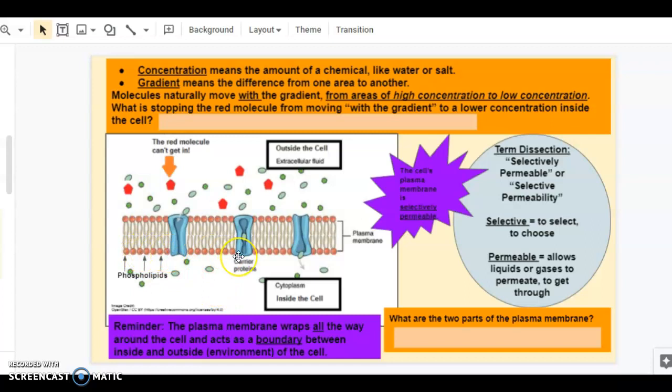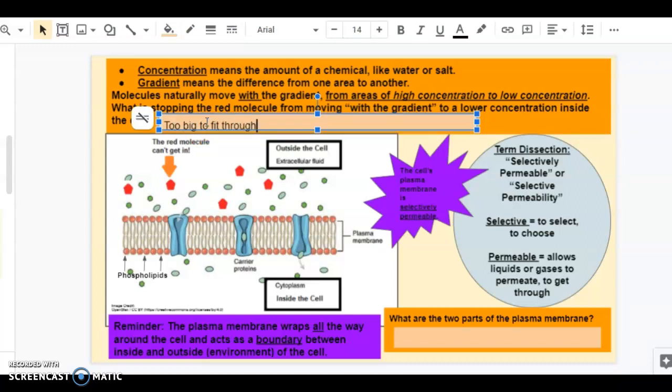What's stopping the molecule from moving in? Well, the answer is it can't get through the plasma membrane because it's too big. So it is too big to fit through the gaps in the plasma membrane. So if the cell wants it, it's going to have to do some work to get it. The cell's plasma membrane uses this ability to keep some things out, like things that maybe would be harmful to the cell, in order to help the cell survive and thrive.